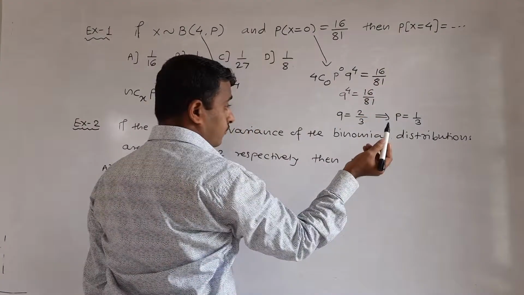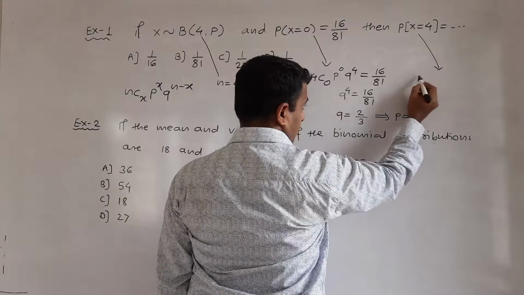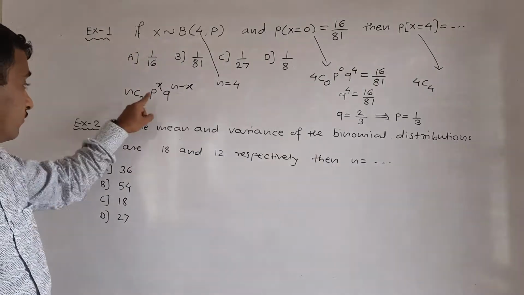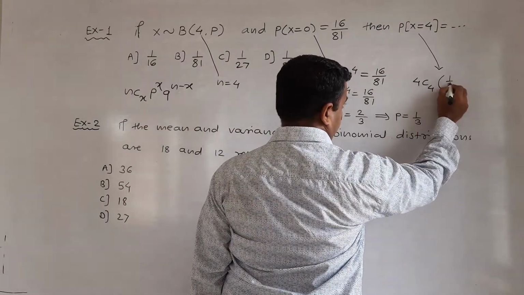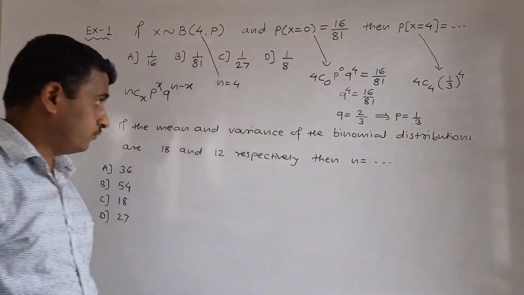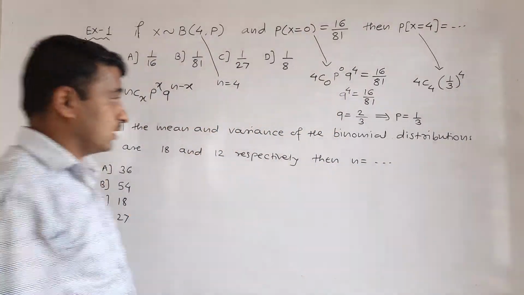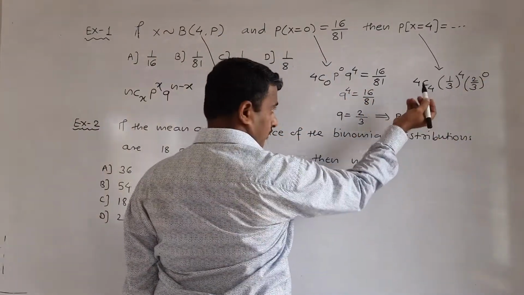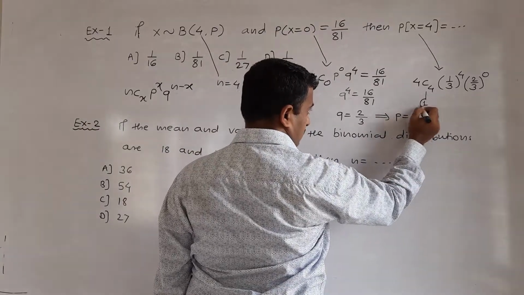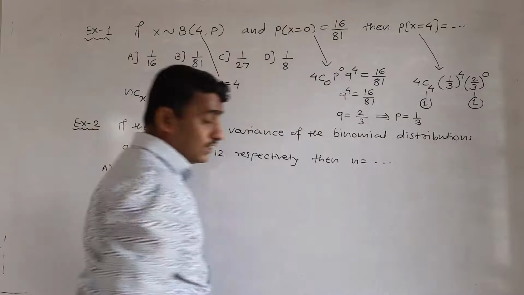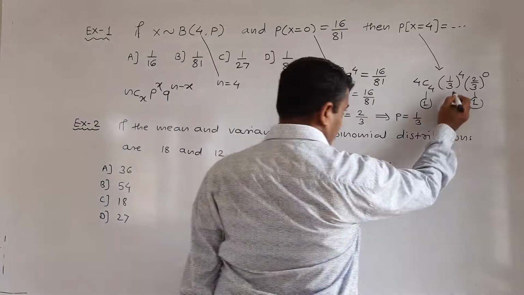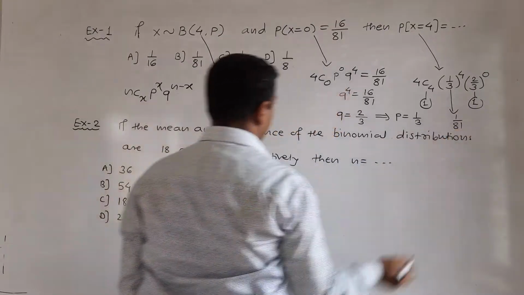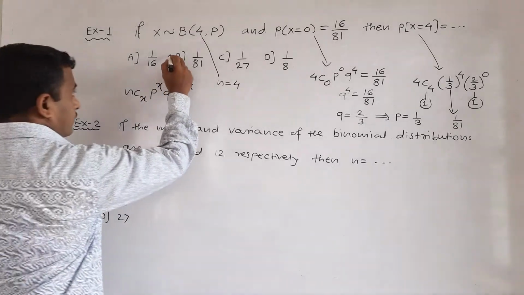Now probability of x equal to 4, x equal to 4 is asked. 4C4, p is equal to 1 by 3, 1 by 3 raised to 4, and then q raised to 4 minus 4, that is 2 by 3 raised to 0. This is neglected, 4C4 is again 1, so it is 1 by 3 raised to 4, 3 square 9, 27, 81, 1 by 81. Yes, B option.